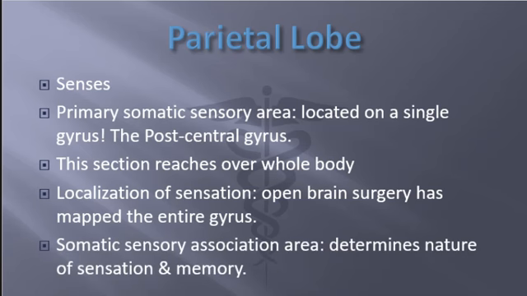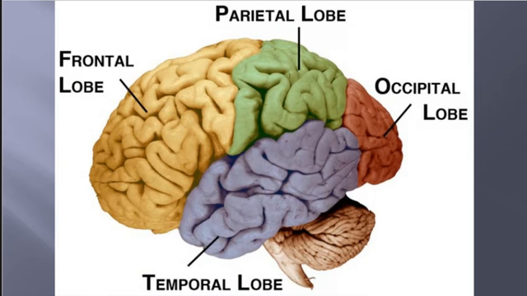Somatic sensory association determines the nature of the sensation and memory of it. So if it's a massage, you're like, I like that, it feels good. If somebody punches you, I don't like that, that doesn't feel good. Okay, so the memory there. That's all in that parietal lobe that kind of stretches across both sides right there. All right, there it is in the green section going across the top.